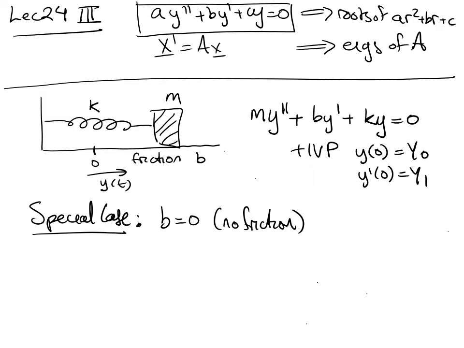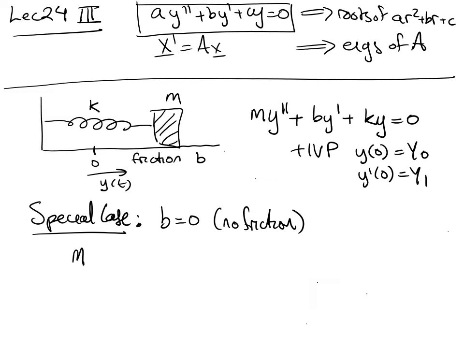So if there's no friction, what do you expect to happen if you pull this block away from equilibrium and let it go? We expect it to just bounce back and forth forever. There's nothing slowing this down, and the energy is not being dissipated because there's no friction. So you expect this to just oscillate back and forth. And now we're going to see how that comes out in this equation.